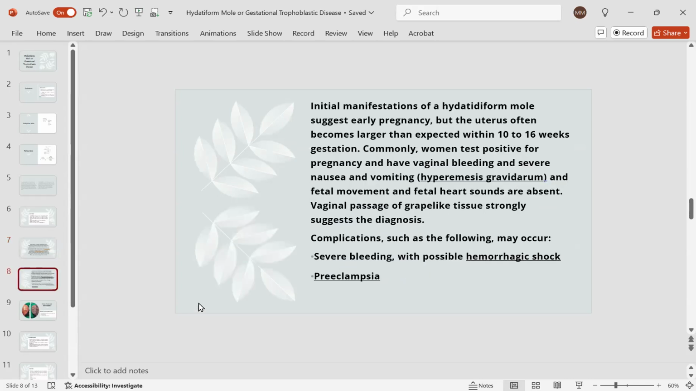Okay. So the initial manifestations are symptoms. In the beginning, you feel pregnant, but the uterus gets bigger than expected, and quickly, within 10 to 16 weeks of the quote unquote pregnancy. You'll usually have a positive pregnancy test, but some vaginal bleeding and severe nausea and vomiting will be there. And you won't have any baby movement or heart sounds. And sometimes these things that look like tiny grapes will come from the vagina. So it's like a bloody discharge that looks like grapes. That is basically screaming of a molar pregnancy.